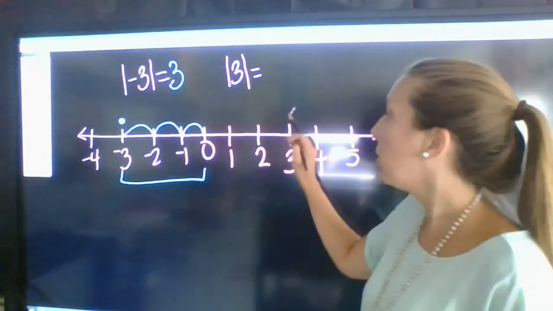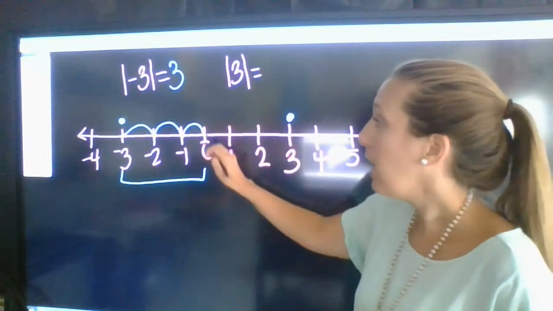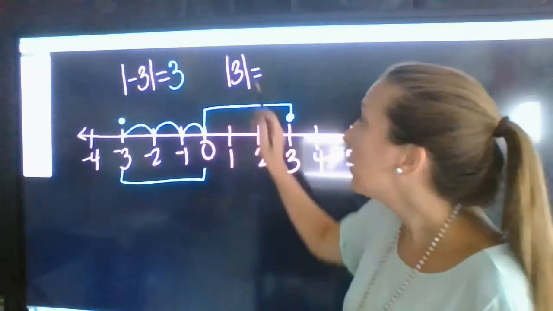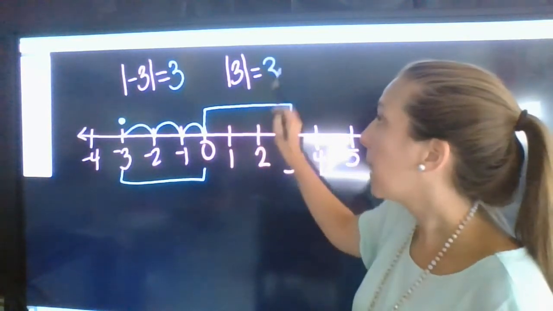Positive 3 is on the right side of 0. It is 3 spaces to the right of 0. So the absolute value of 3 is 3.